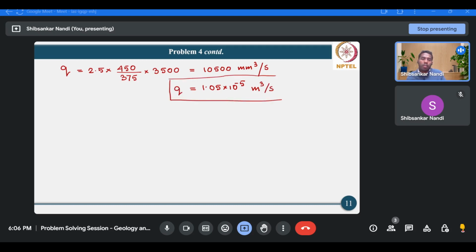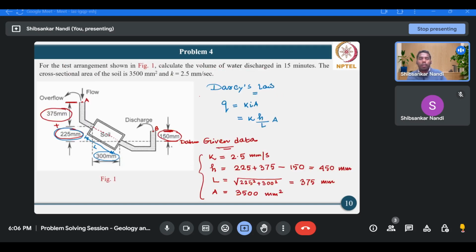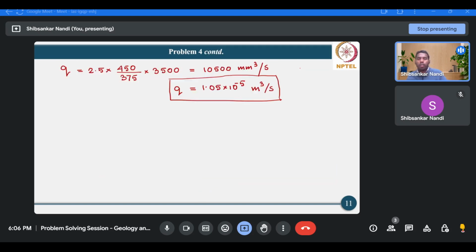Now we are considering the discharge over a duration of 15 minutes. So therefore the total volume would be Q multiplied by T, 1.05 into 10 to the power minus 5 into 15 into 60 meter cube. So that means 9.45 into 10 to the power minus 3.